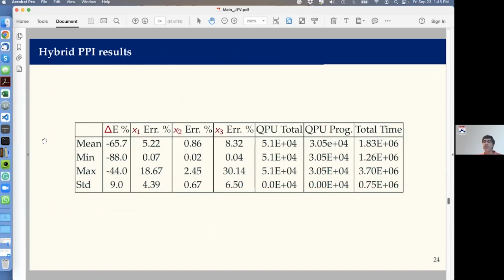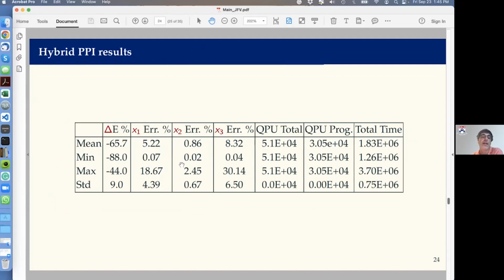So these are the results. What we are going to get is the percentage error of x1, x2, and x3. Of course, since this is an annealing, the results are random, but it's going to be pretty good. We are going to make errors of the order of 5% for x1, 0.86 for x2, and 832 for x3.